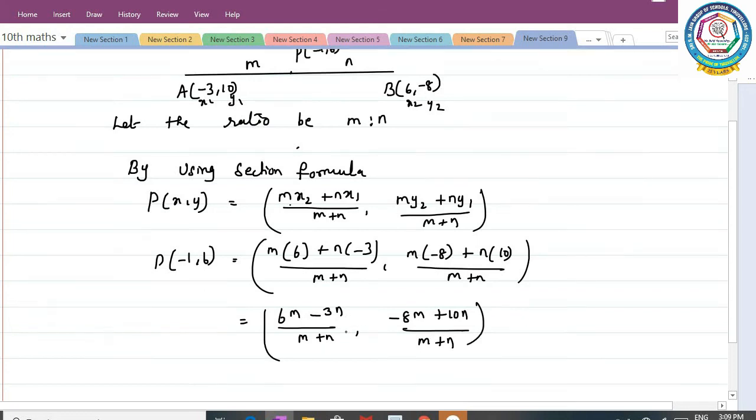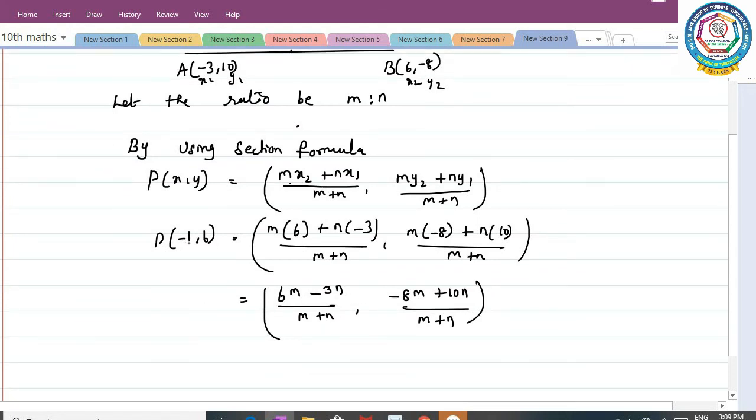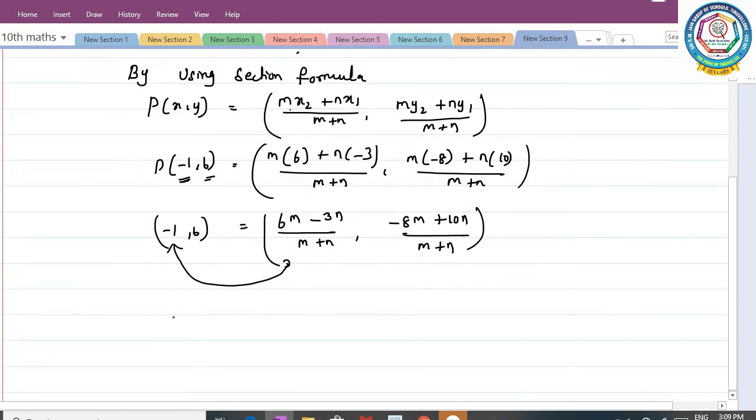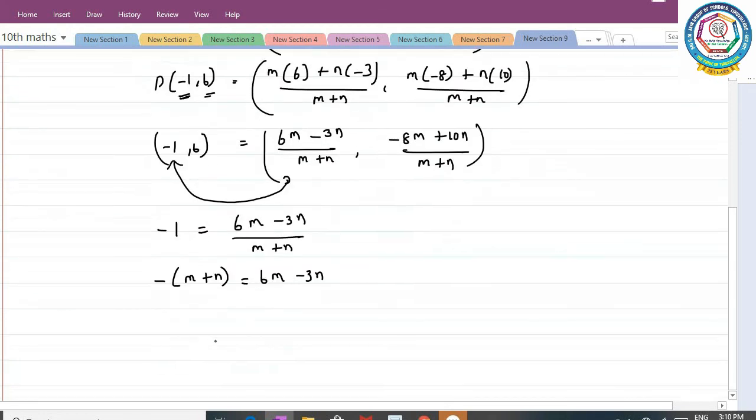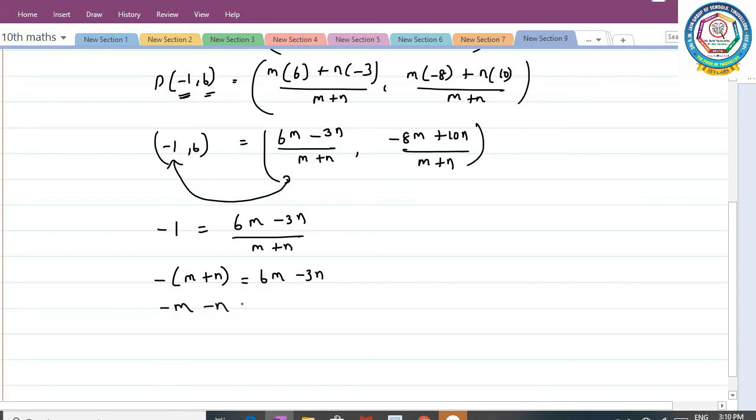This is x comma y. This is x, this is y. So we can equate the coefficient terms. This is also x comma y. We can equate minus 1 comma 6. So I am going to equate these two terms. If you equate 6 comma this also, you will get the same answer only. So minus 1 equal to (6m minus 3n) by (m plus n). Take the cross multiply. Minus of (m plus n) equal to 6m minus 3n.